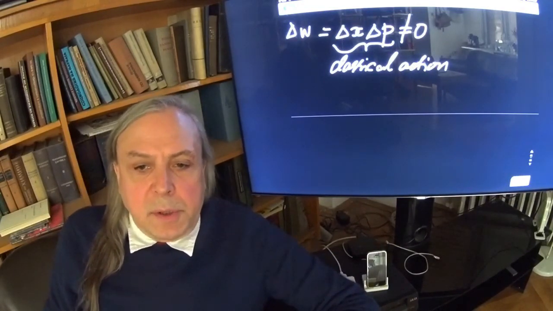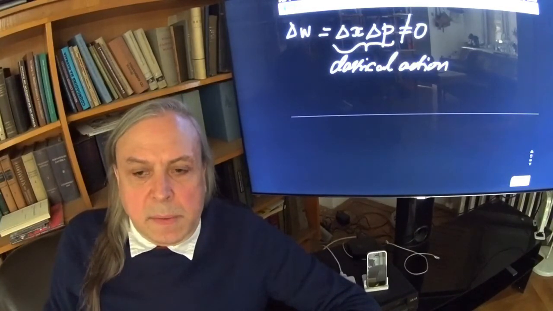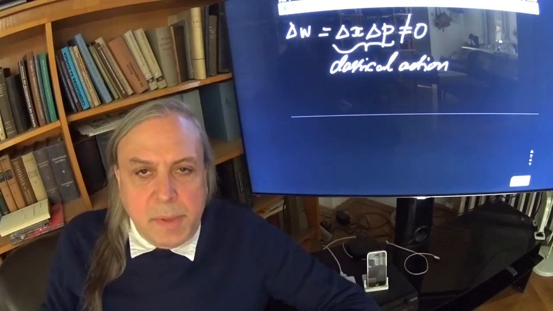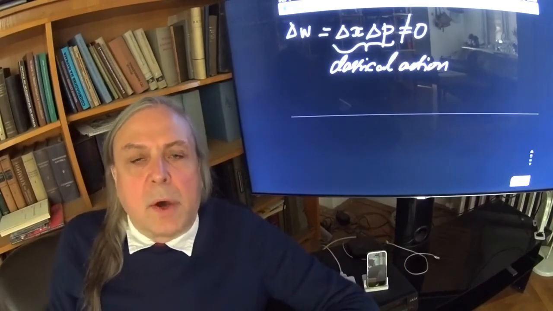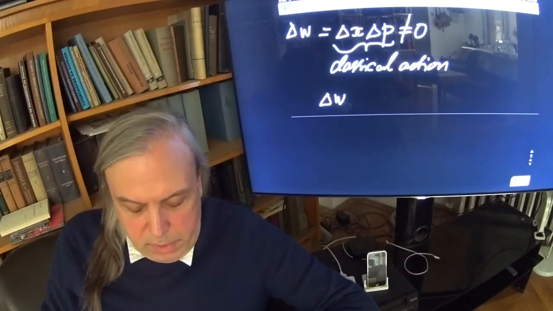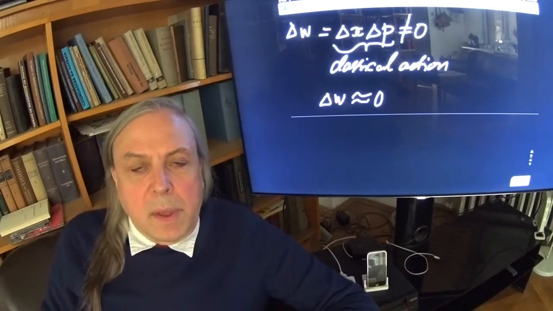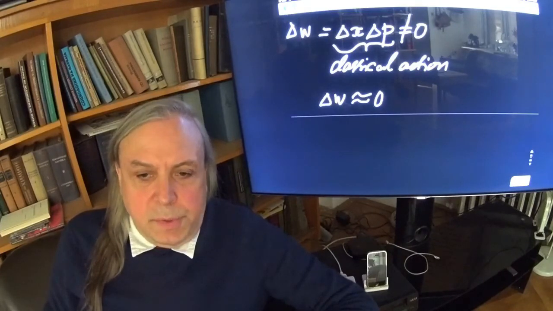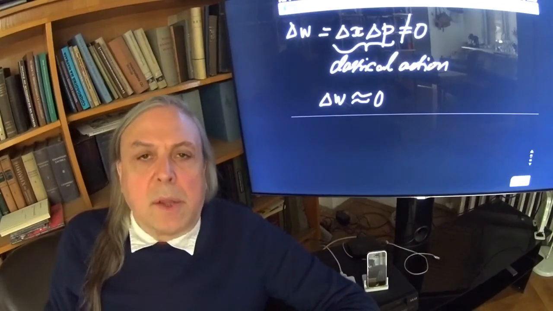Which is the measure of motion in classical mechanics. And the principle of least action, the principle of stationary action, is obeyed only when this classical action delta W is approximately 0. In all other cases, when there is motion, delta W must be non-zero.